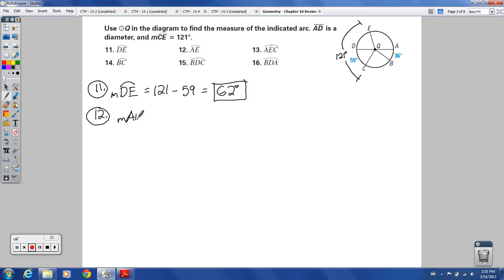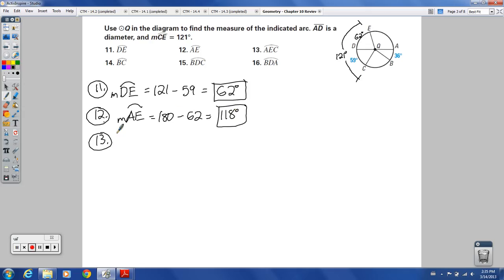Okay, number 12, measure of AE. So I'm going to label stuff as I go here. This is 62 degrees. We know that now at this point. And since we know that AD is a diameter, this is going to be 180 from A to D, and 62 of that is right here. So we just need to do 180 minus 62. That gives us 118.